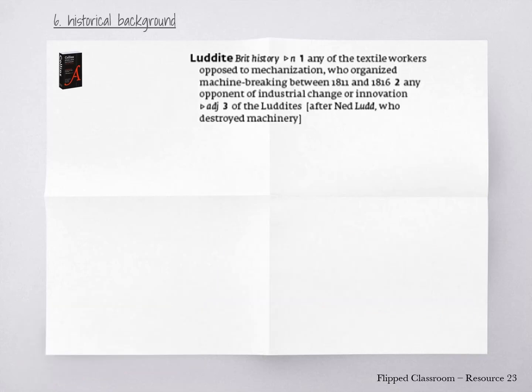Sometimes, depending on the words, useful historical information is given. Take the word Luddite, for instance. You can't help but see some historical background information. Here you can learn that it refers to British history, and the time period is between 1811 and 1816, and that the term Luddite was coined after Ned Ludd, who destroyed machinery. So these elements could prove useful on the day of the exam should you know how to use your dictionary properly.